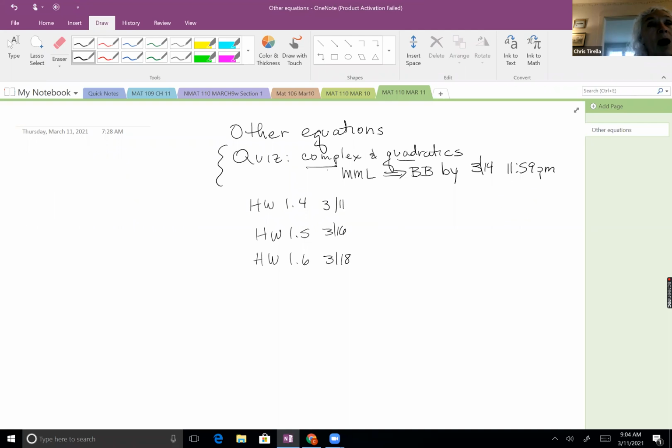Today we're going to look at other types of equations. That homework 1.6 will be due a week from today. I'm not sure if we're going to get through quite all of those other types of equations, but we should get through the lion's share of that section. Before we get started, does anybody have questions on any of that?